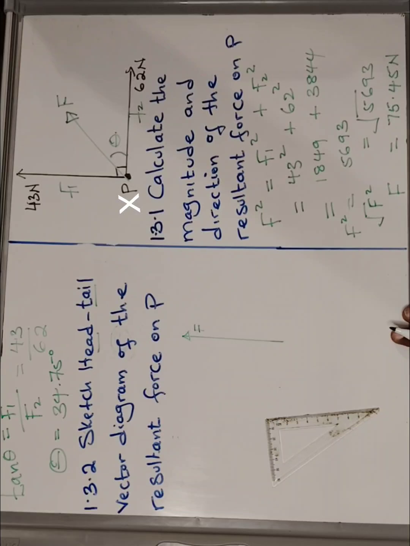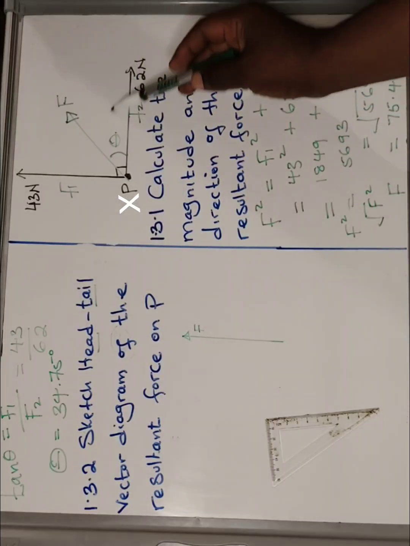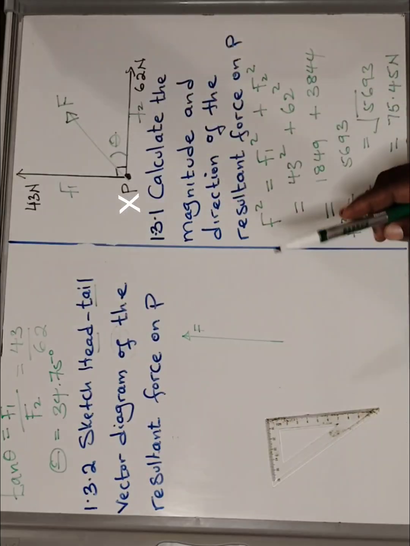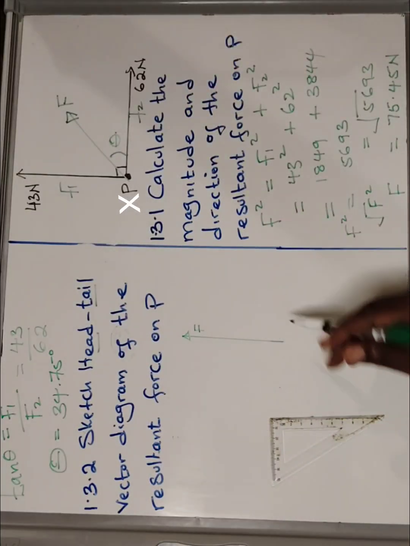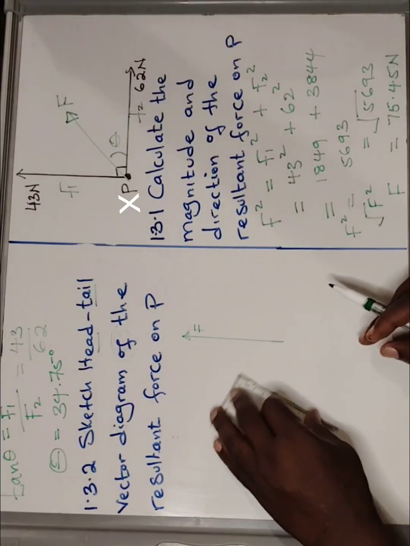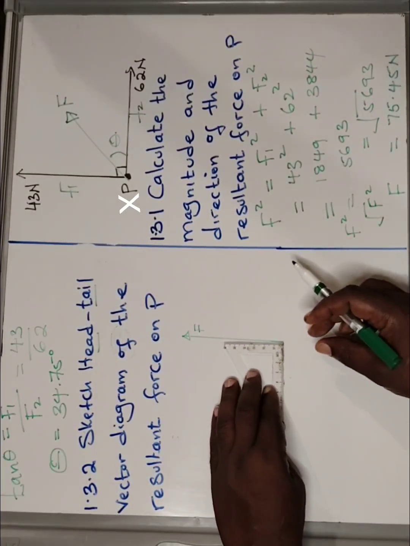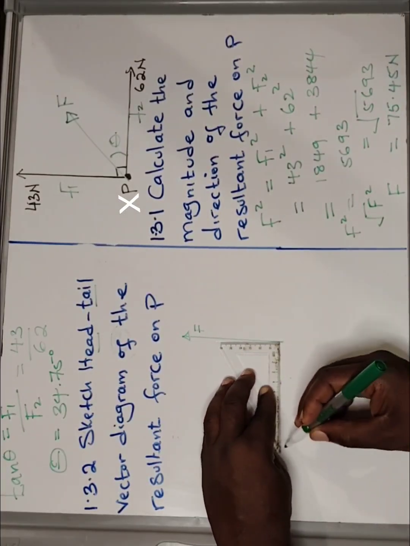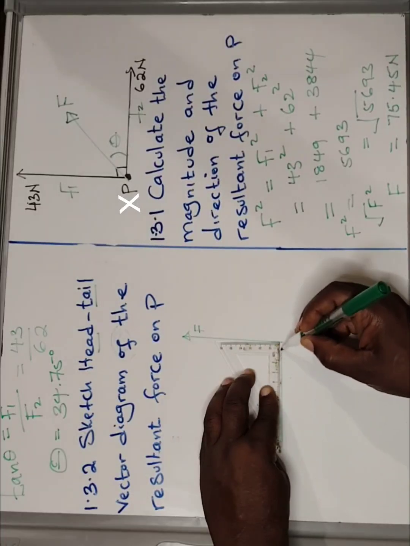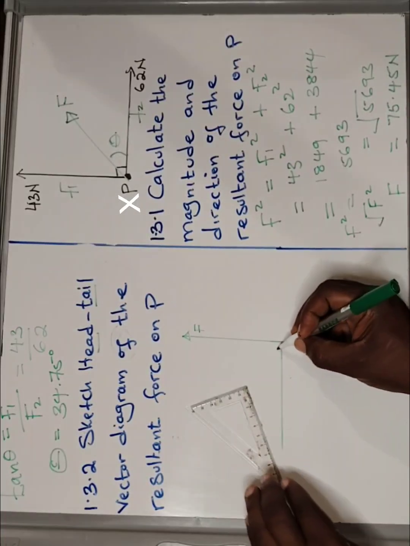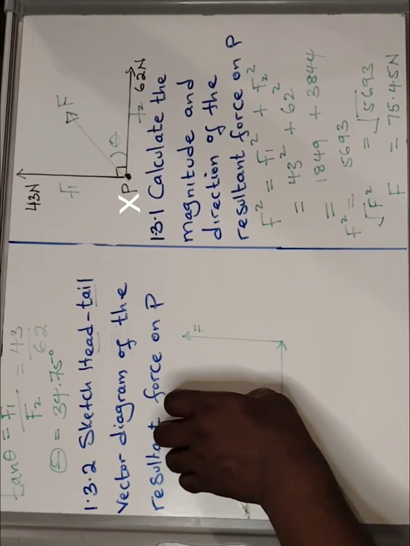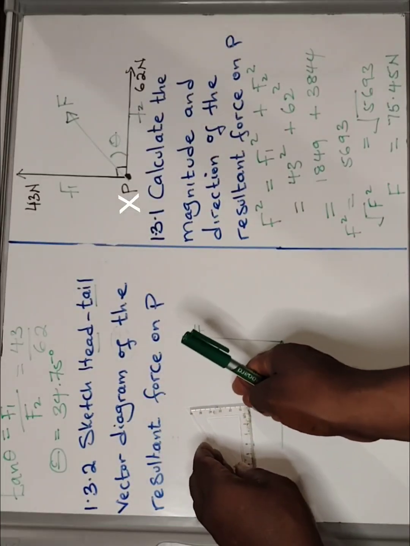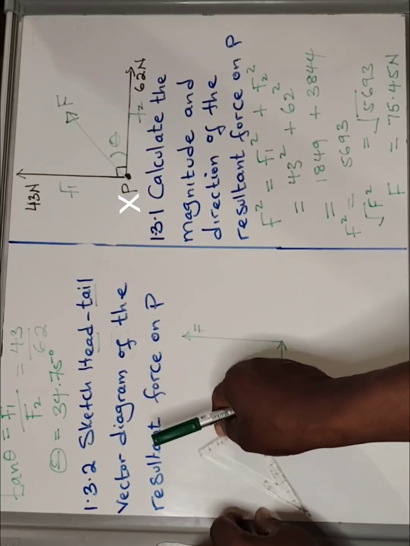And we want tail to head or head to tail. So let us now represent this one. This one, its head is this one. So the head must come and meet this one. So let us have it. Okay. That is that. So that is our F2.